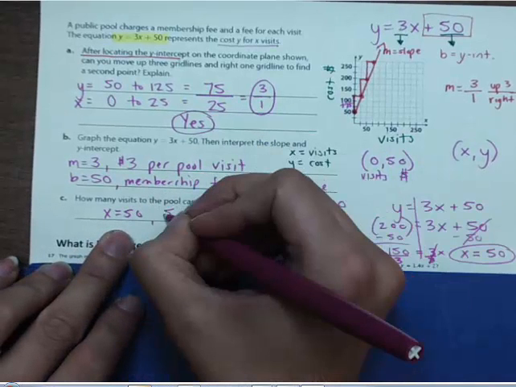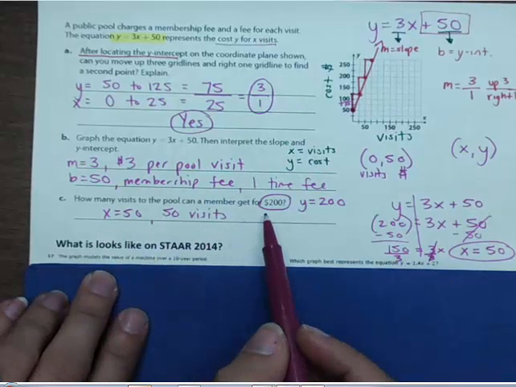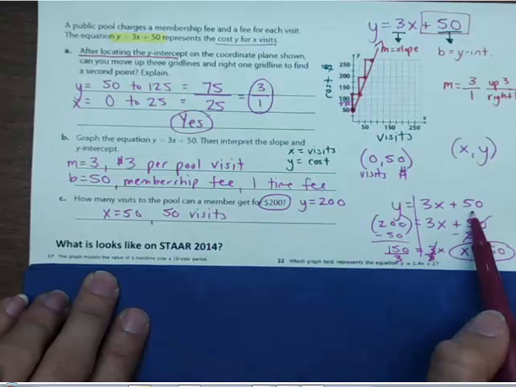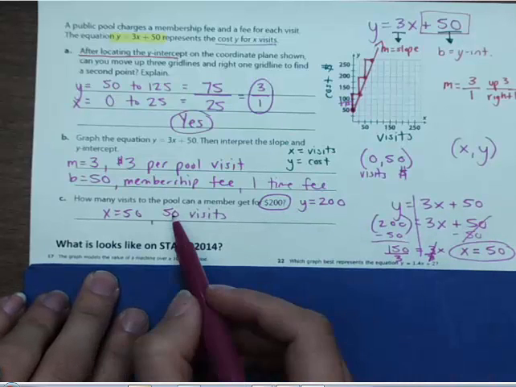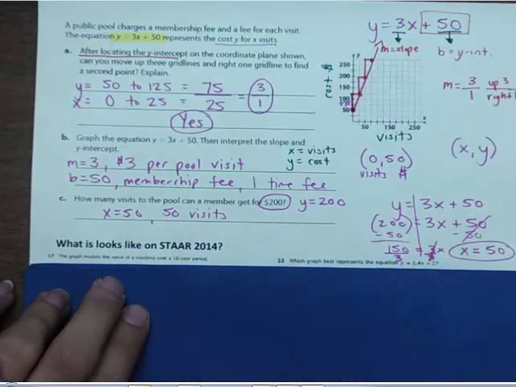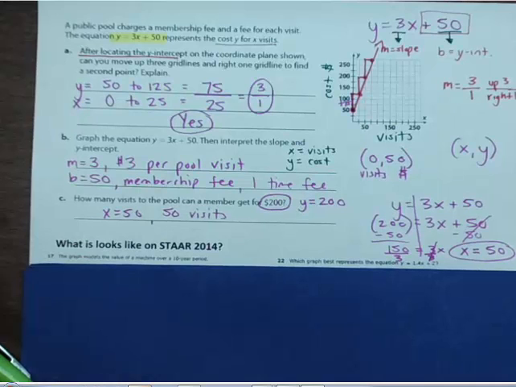So, if you remember, if you had $200, you would have to pay the $50 membership fee, and then you would be able to go for 50 visits to the pool under your $200 limit. Now this is sort of what the question would look like on the STAAR. However, this TEK didn't change from last year. A lot of your new TEKs are coming down from algebra. However, this TEK is very similar to what we've seen in the past.